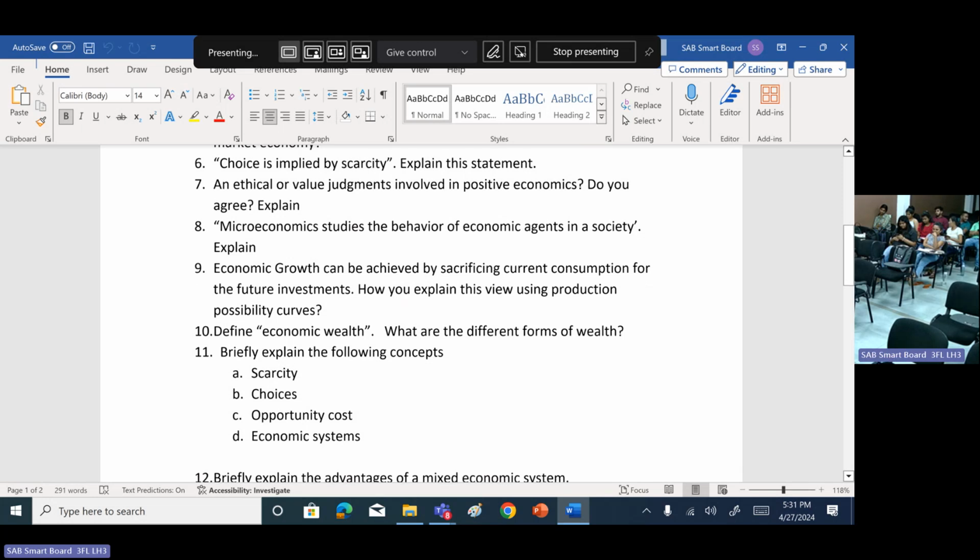What about this? Economic growth can be achieved by sacrificing current consumption for future investment. Is that okay?